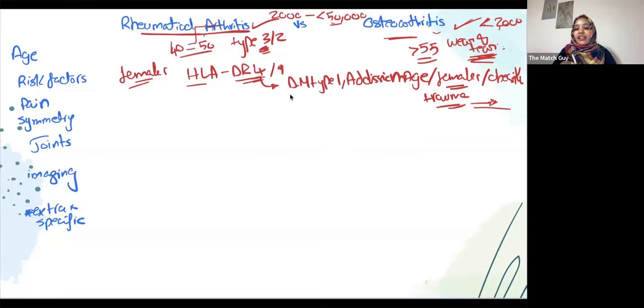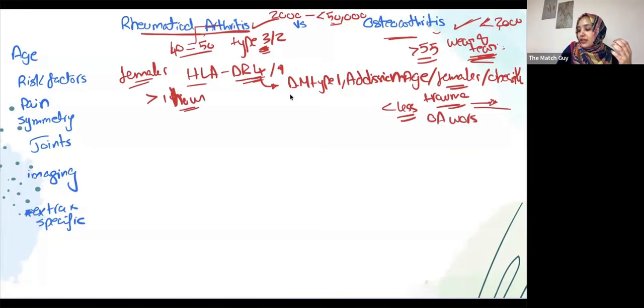So, okay, what about the pain? Is there a distinction between the pain of the two? Which one is worse in the morning and stays for more than an hour? Very good. So this is morning stiffness of more than an hour. It used to be half an hour. There are contradictions across resources, but we want to look at more than an hour, maybe half an hour. Okay. And osteoarthritis is going to be less. Which one is worse at the end of the day? Yes, very good. So osteoarthritis is worse at the end of the day.